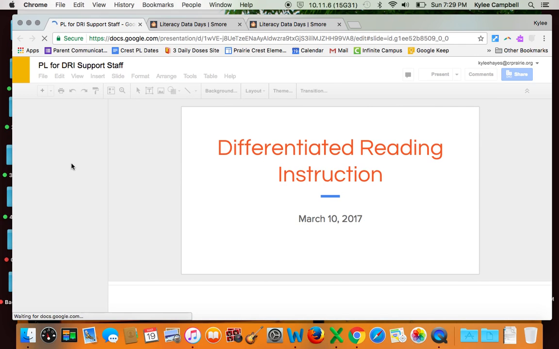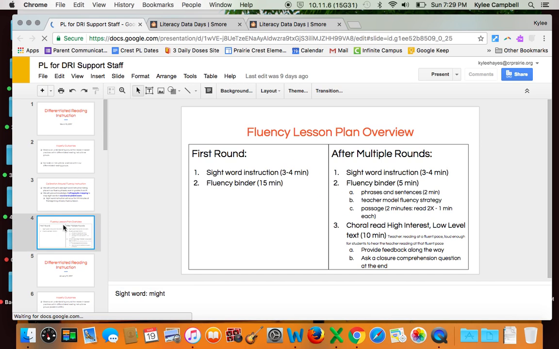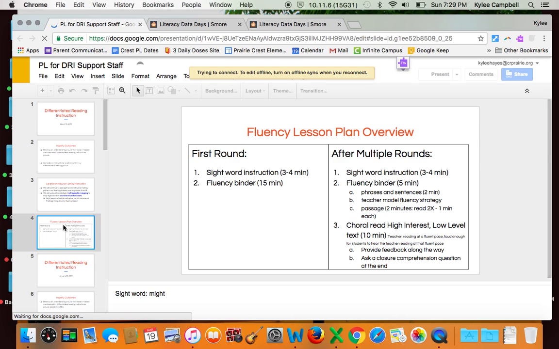That was a really quick overview of the fluency modification, and please know that I'm more than happy to come in and model a lesson if you would like, or come in and observe and provide feedback. I'm just here for that support. And that's about all we have for fluency, just the quick overview there.